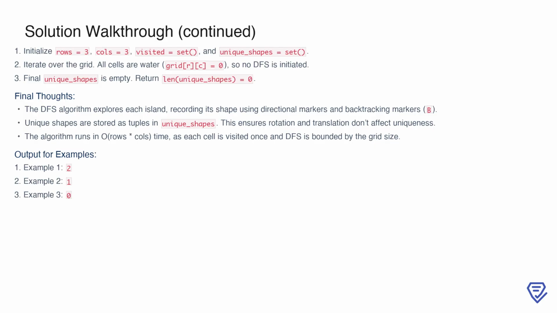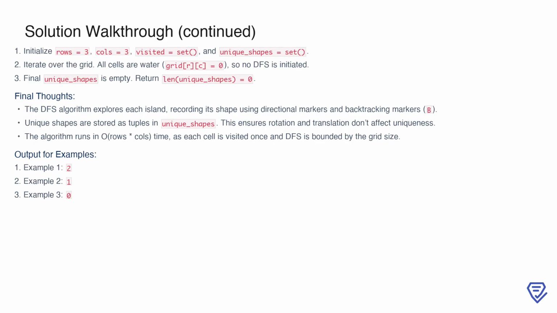The algorithm initializes the grid dimensions, visited set, and unique_shapes set as usual. Iterating through the grid, every cell is found to have a value of 0, so no DFS is initiated. As a result, the unique_shapes set remains empty. The algorithm concludes by returning the size of this set, which is 0.